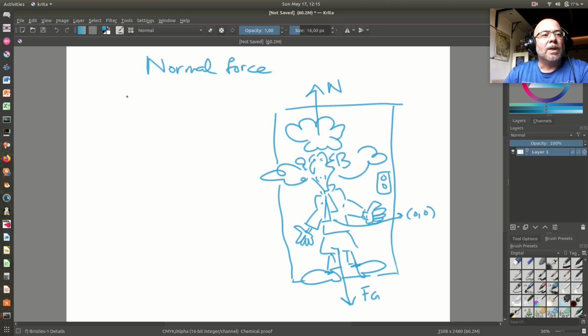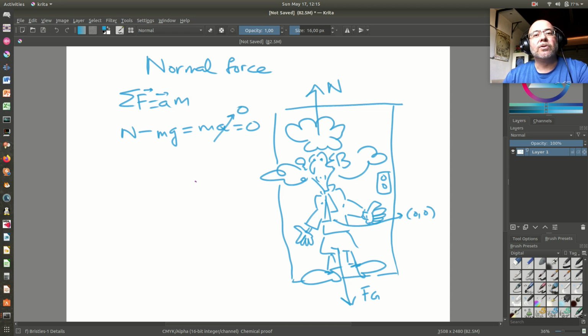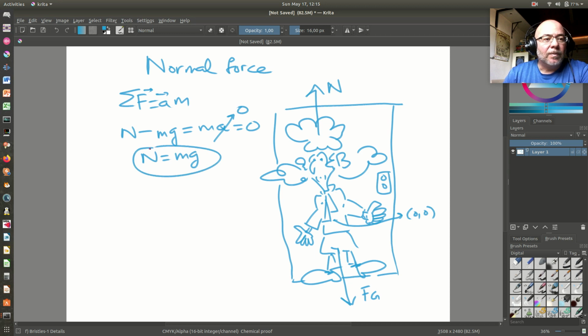So if we apply Newton's second law, that the sum of the forces is equal to mass times acceleration, we will have, if the elevator is not moving, obviously, the sum going up is N minus Fg, which we know is the mass of Newton times the gravitational acceleration, is equal to mass times acceleration, which is equal to 0 because the elevator is not moving. So obviously the normal force is equal to mass times gravity, right?